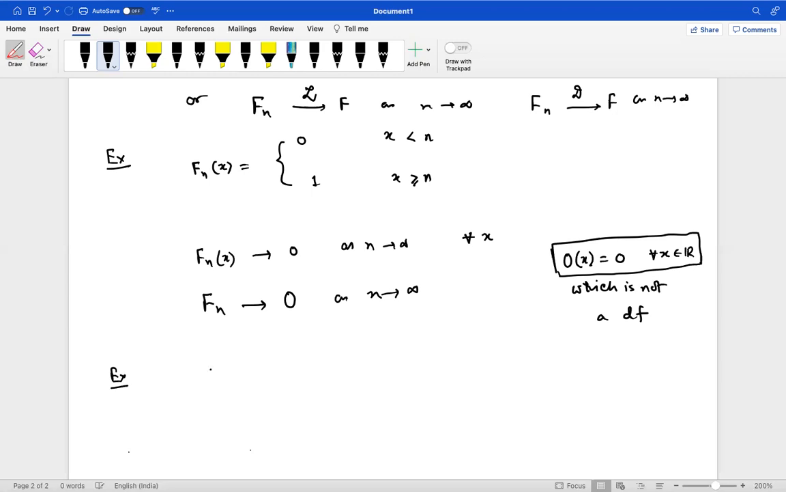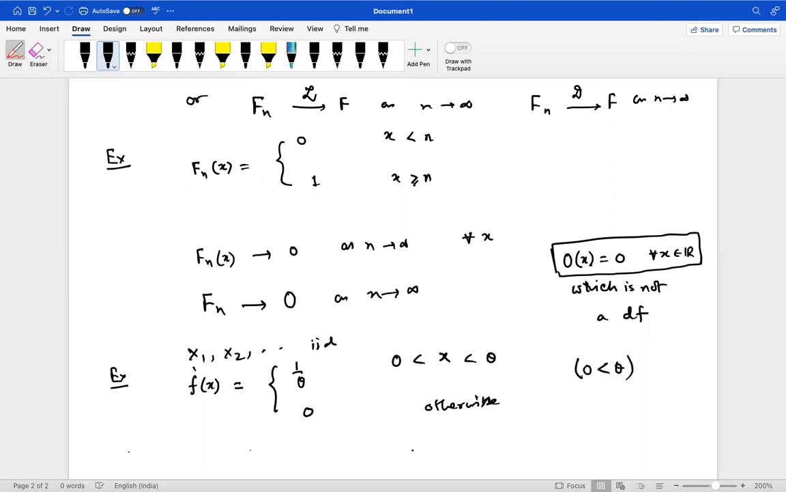So another example. This is a very important, interesting and useful convergence example. Let X1, X2, ..., Xn be random variables with a common density. The density is given to us, and they are IID, with the same distribution. The density is 1 by theta, uniform between 0 and theta, and otherwise it is 0. Theta must be positive.